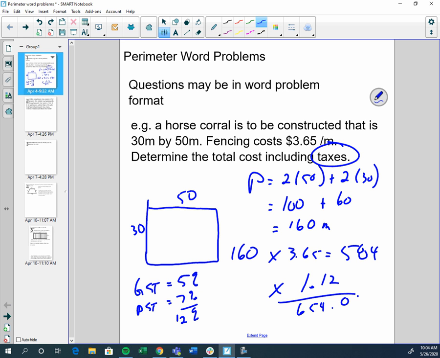$654.08 is the total cost for the fencing. Okay, so on an assignment, I would probably give that 2 marks there, 1 mark there, 1 mark there. Probably a 4-mark question, something like that.